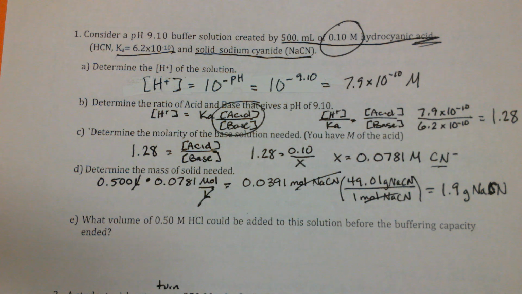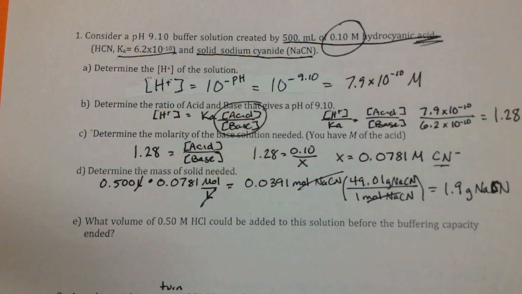So now I can look at part E. Part E is doing a chemical reaction. I am adding a strong acid to this solution. So a strong acid should react with the base in the solution, and the base, of course, is the cyanide ion. So it's darn handy that I just calculated the moles of cyanide ions, because stoichiometry needs moles. Stoichiometry does not care whether those moles are strong or weak.